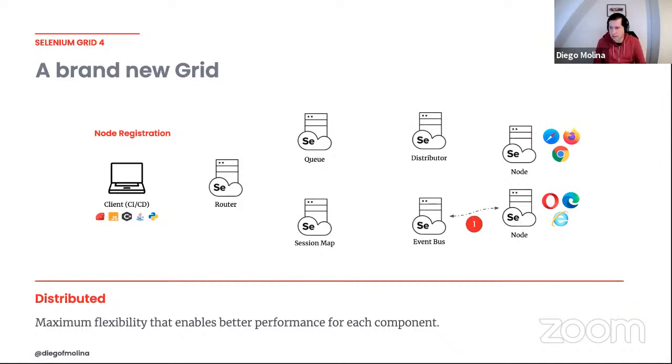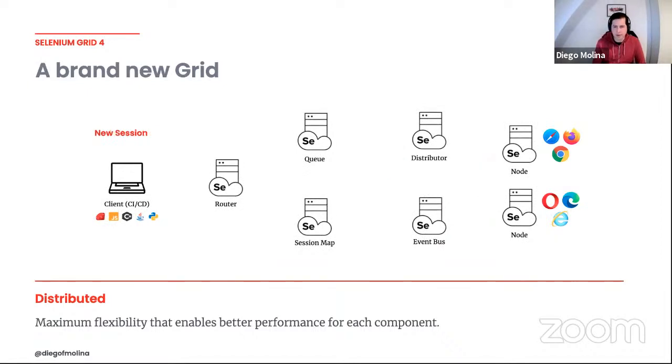So the node sends a message, the event bus publishes it, and the distributor listens to that message saying, okay, there is a new node, and I need to register it. So I will double check that this node actually exists. So it does a HTTP request asking, hey, are you actually there? Then the node acknowledges that, registers it, done.